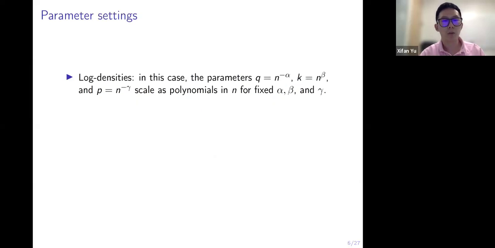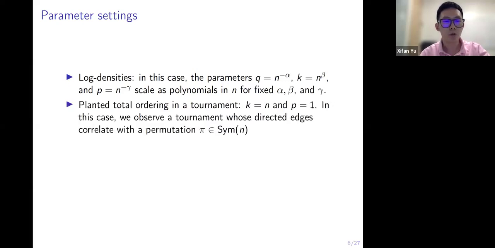The parameters we consider in our work include the following. We first consider the log density setting, in which case the parameters q, k, p scale as polynomials in n for fixed numbers alpha, beta, and gamma. We also consider the planted total ordering in a tournament, where the hidden community is the whole set, that is k is equal to n and p is equal to 1, meaning that we observe a tournament.